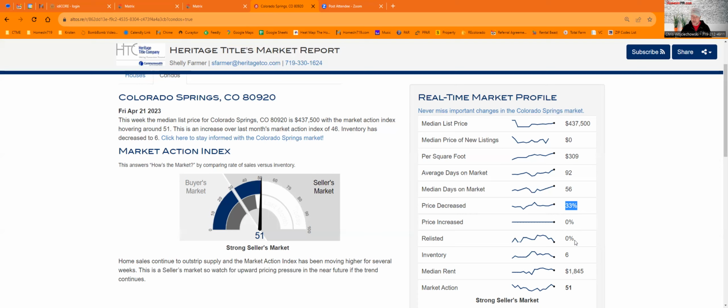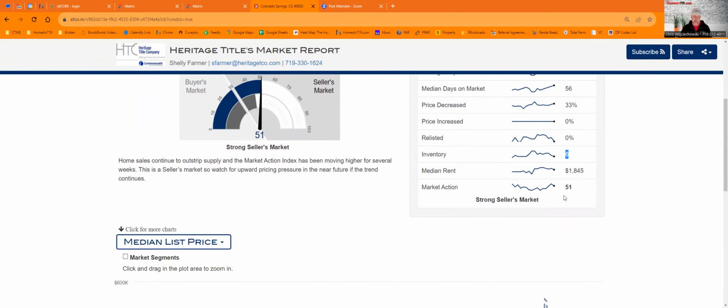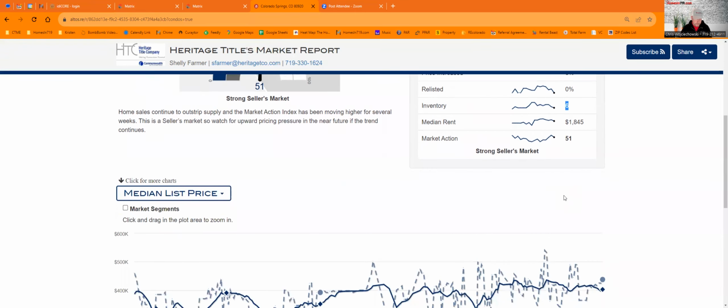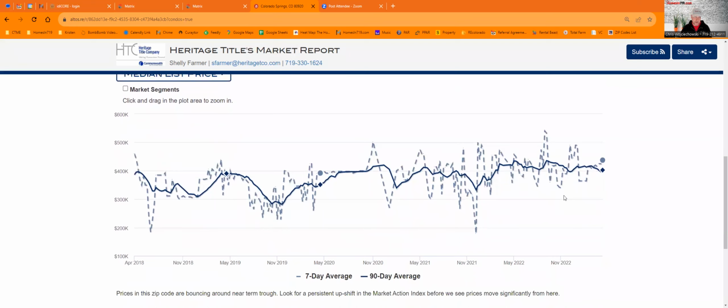You can see relisted, everything in the data set that they had, sells, none of it gets relisted. Inventory, again, still really low, 6. So not crazy there. The rest of the stuff down here, we don't really need to look at from that standpoint.